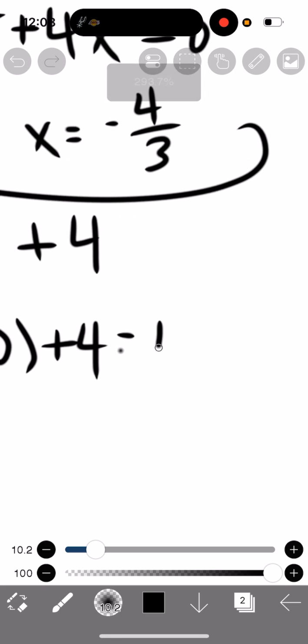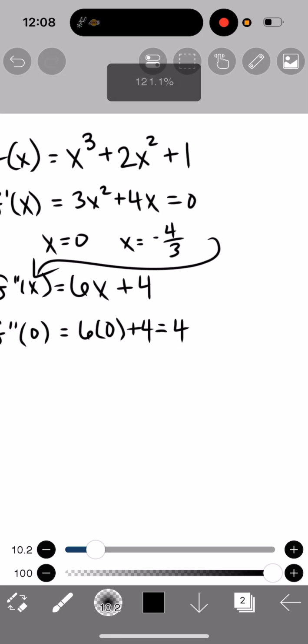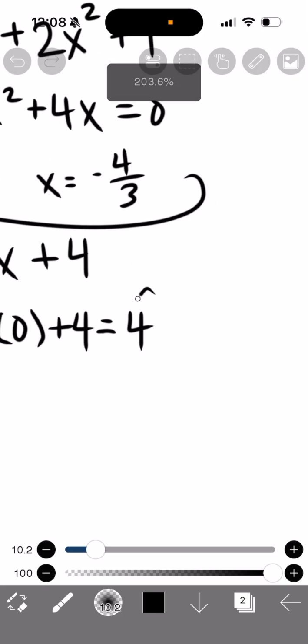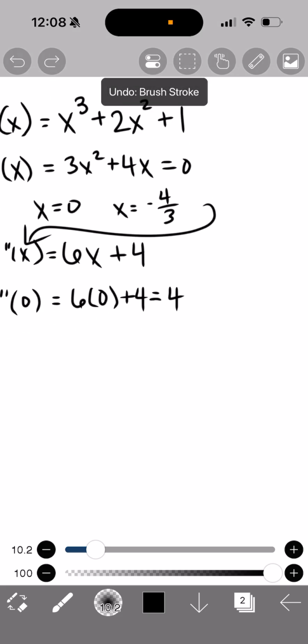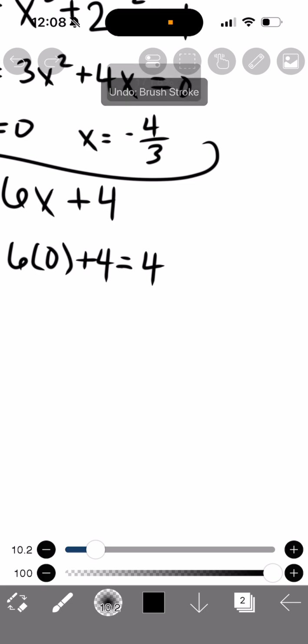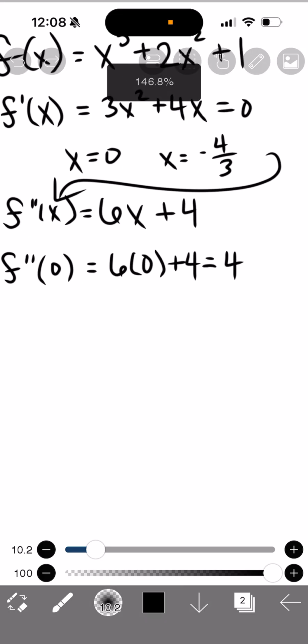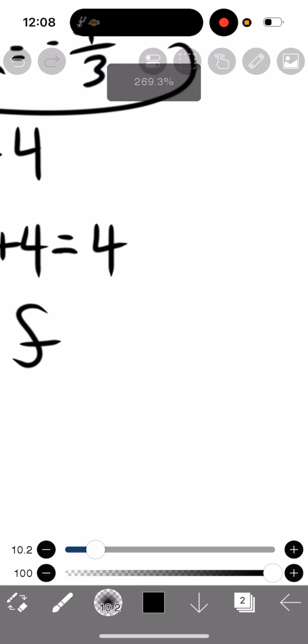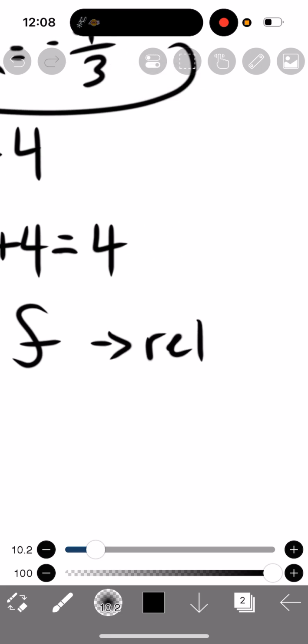I'm going to solve this one out real quick, but you don't actually need to solve it all the way through. You just need to figure out if your output, which is 4 here, is positive or negative. Because the second derivative test basically says that if f double prime of x is greater than 0 at the critical point, it is a minimum. So basically, if your output here is positive, it's a relative minimum. So at x equals 0, f has a relative minimum.